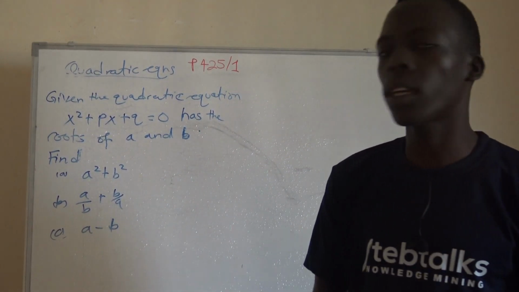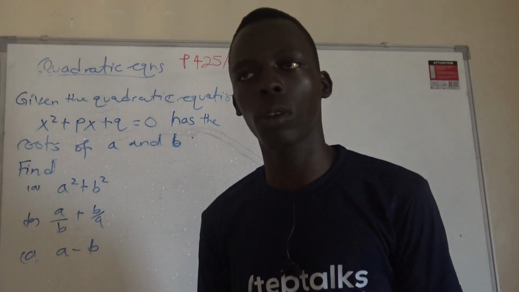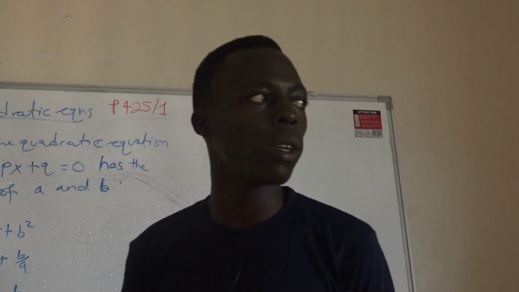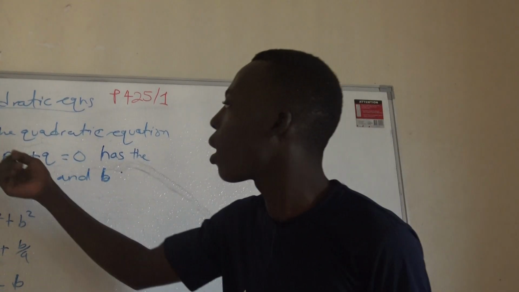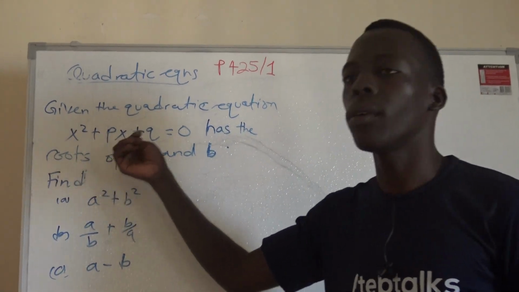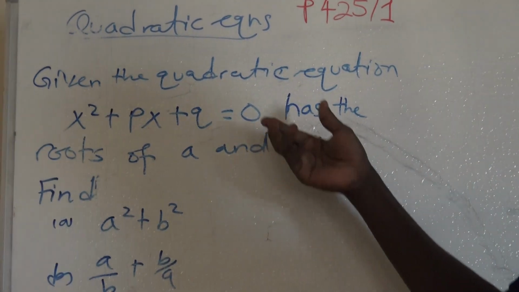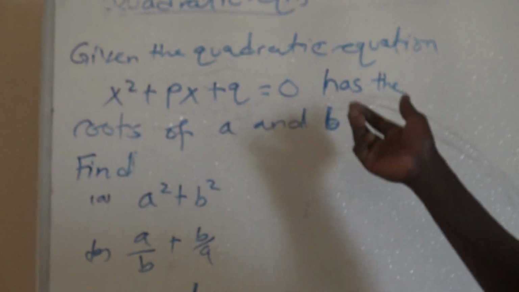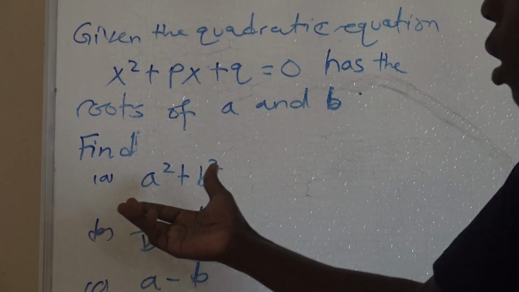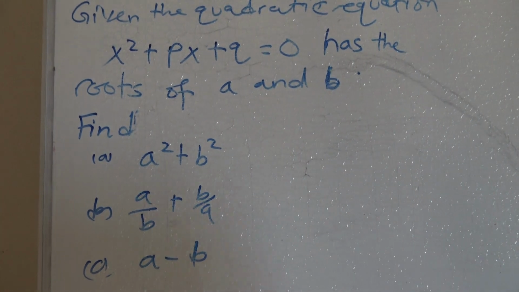Now we are going to another thing, which is that, for instance, when they have given you a quadratic equation and they want you to get the roots of the equation. Like now, on this question, they are saying that given the quadratic equation, x squared plus px plus q equals 0, it has the roots a and b. So that means its roots are a and b. Then they are saying find a squared plus b squared, then there's b, there's also c. So how do we do this?